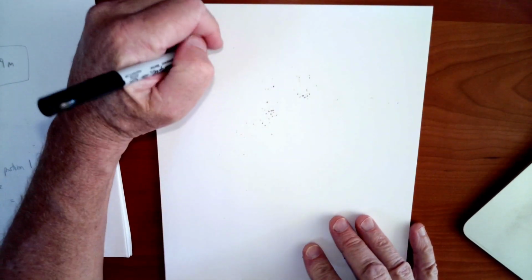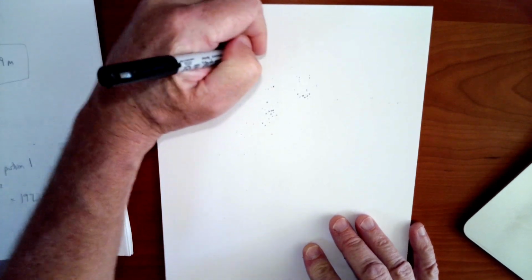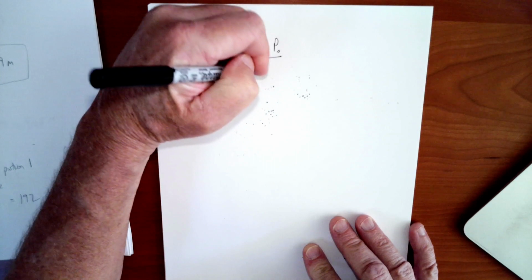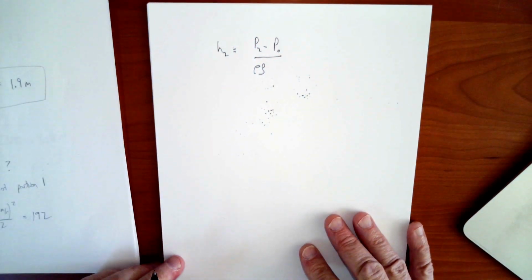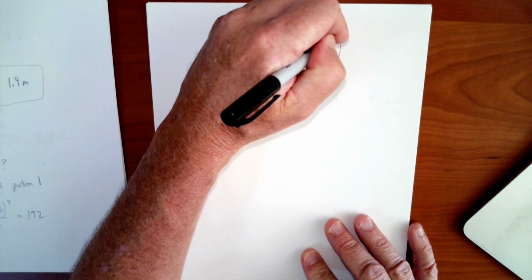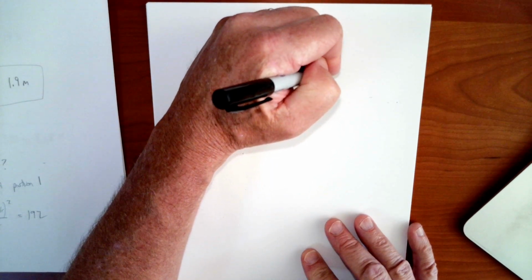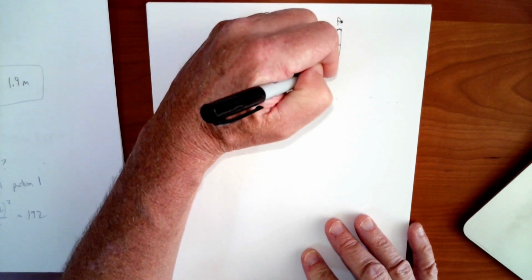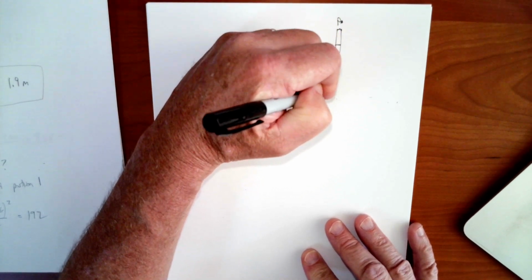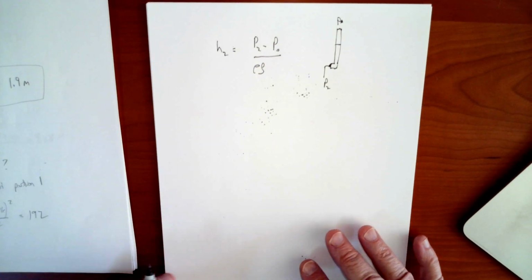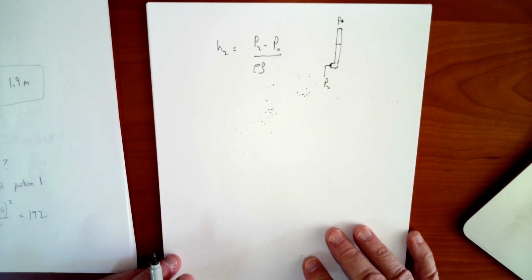H2 is going to be, of course, the same formula for pressure, P2 minus P0 over rho g. That's not going to change. That's the formula for just the water in the tube. So you've got the tube, and the pressure at the top of the tube, the water, is P0 because it's open to the atmosphere, and the pressure here is whatever P2 is. And the question is, what is P2? Well, we can figure that out using the Bernoulli equation.